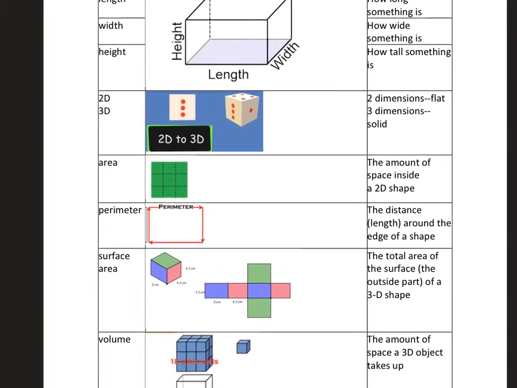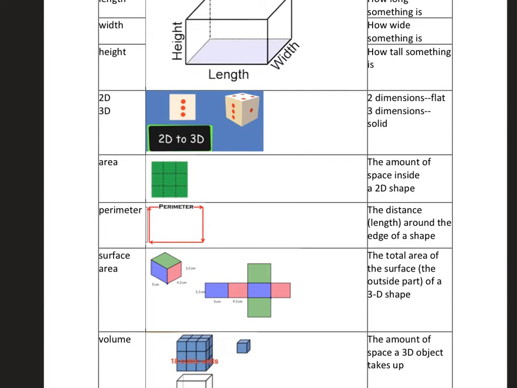Okay, next we have 2D and 3D. 2D is two dimensions, which means it's flat, and they give you a picture there. And then 3D, three dimensions, is solid. Like the first picture is a flat picture of some dice, and then the next one is a die, or cube, that is 3D, so it's a solid.